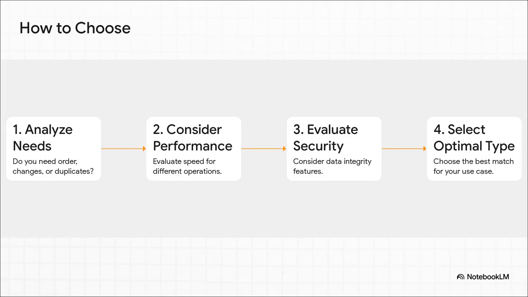So what's the takeaway here? It's simple. Think before you type. First, look at your data. Do you need order? Do you need to make changes later? Are duplicates okay? Then you might think about things like performance or security, and only then do you pick the perfect collection for that specific task.